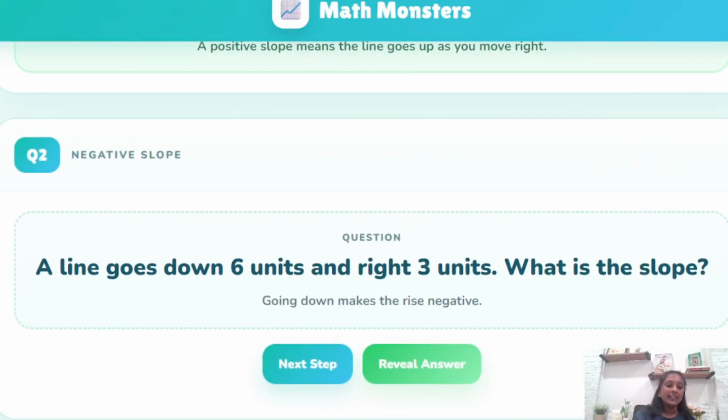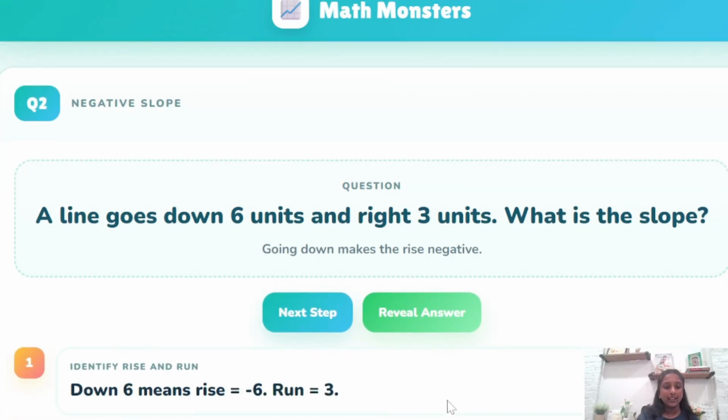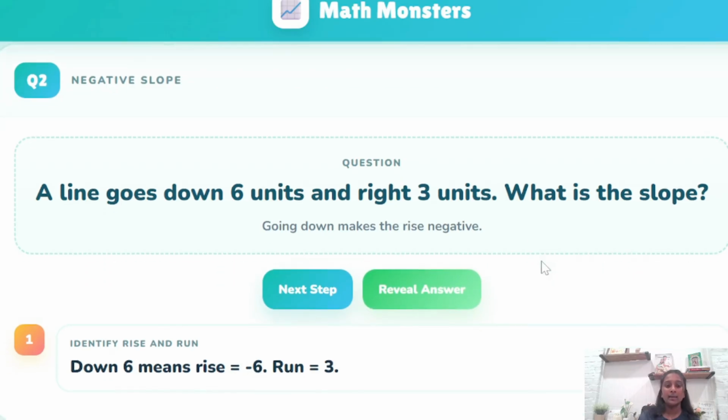All right, here we have an example of a negative slope, which is when a line goes down 6 units and right 3 units, and we want to figure out what the slope is. And like I said earlier, going down makes the rise negative, which means it's going to be a negative slope. So our first step is going to be, again, to identify rise and run, which down 6 means rise is negative 6, and run 3 means we're going right 3.